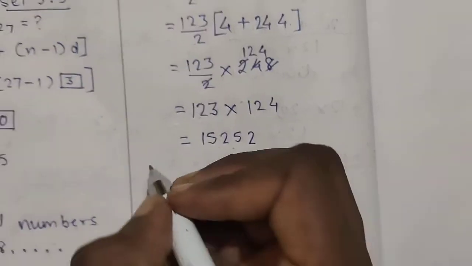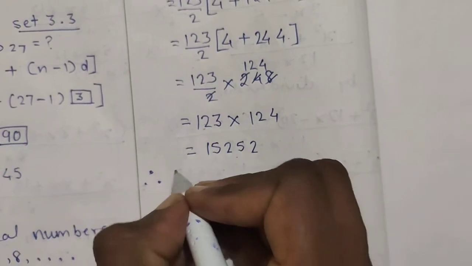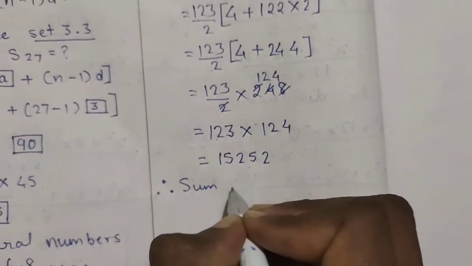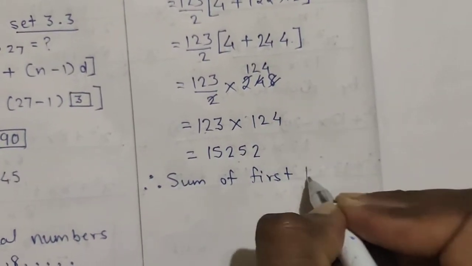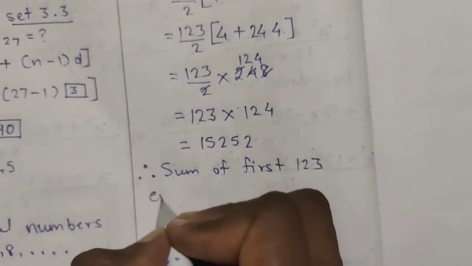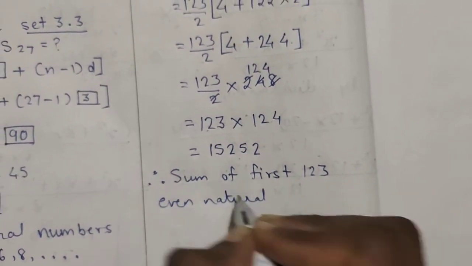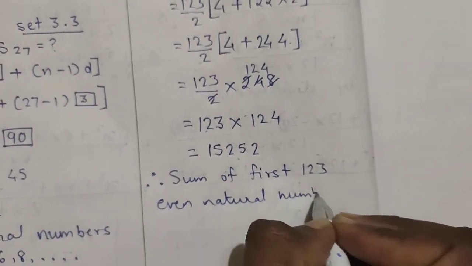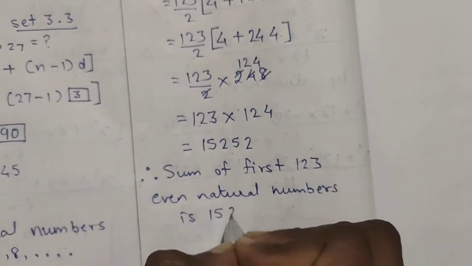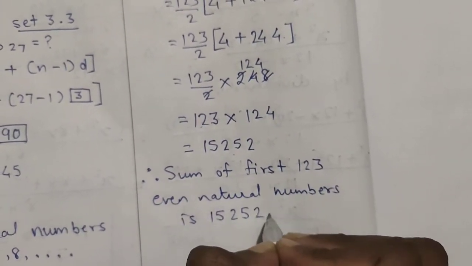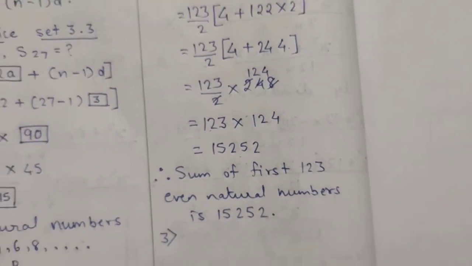Okay, so finally what is your answer that you are going to write? That is, sum of first 123 even natural numbers is 15252. Okay, now let us see third question.